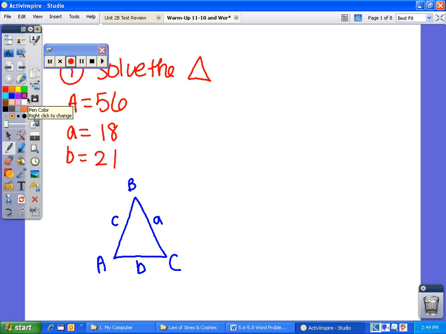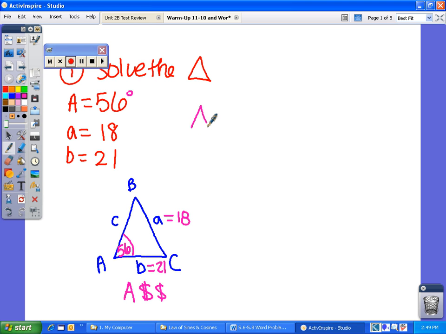So we have A is an angle, that's 56. Little a is 18, and b is equal to 21. That creates an ASS, which is a donkey problem. So the minute you have that donkey problem, make sure that you do a chart.